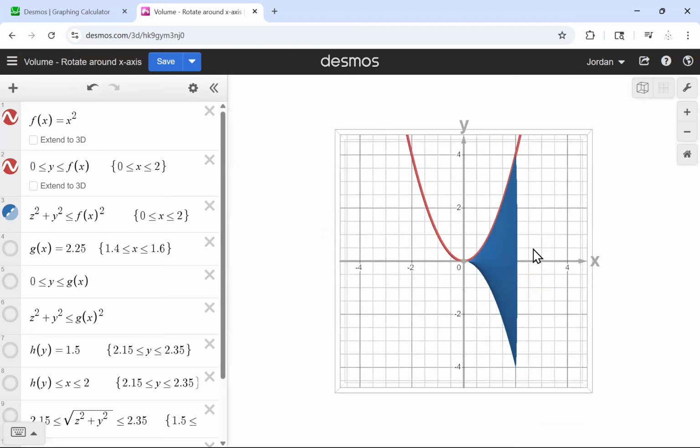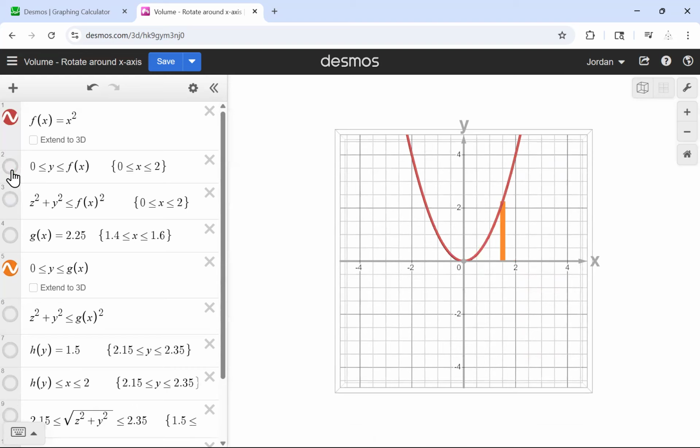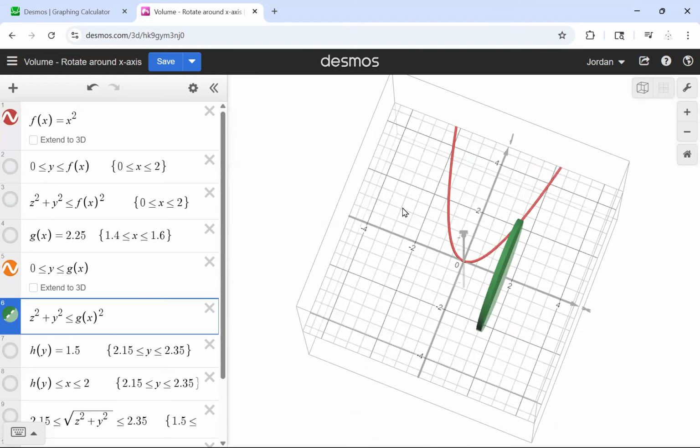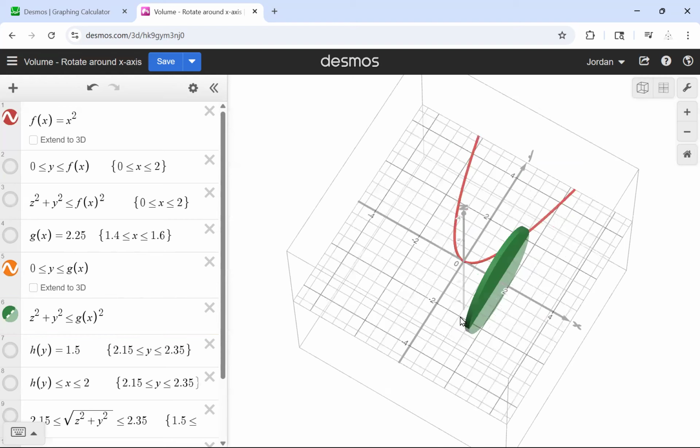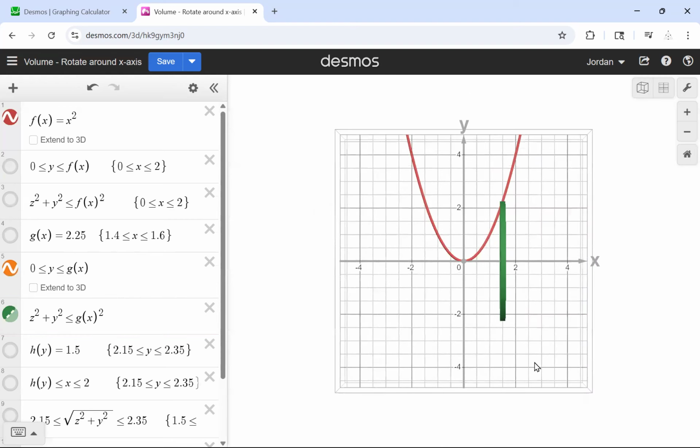When we dealt with the disk method, we set up rectangles like this, and then we rotated those rectangles around the x-axis, and we created disks. And we could find the volume of the figure by adding up a bunch of these disks and then letting those disks' widths go to 0. So that was the disk method.